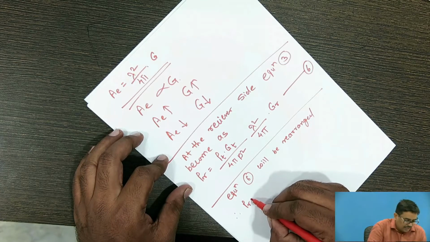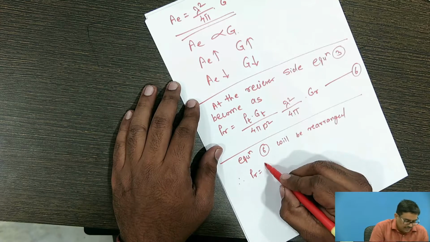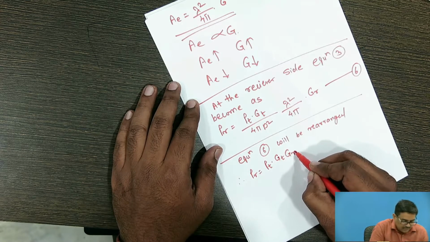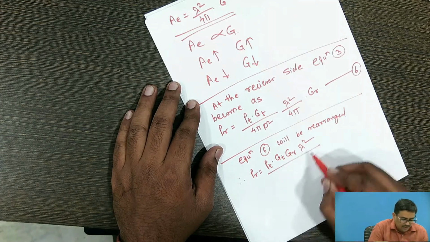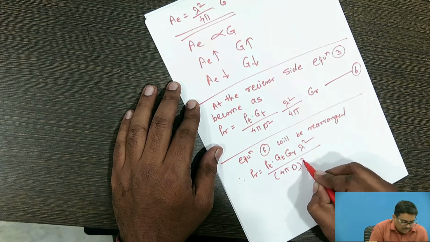Now this equation number 6 will be rearranged. Therefore PR is equal to PT GT GR into lambda square divided by (4 pi d) whole square.